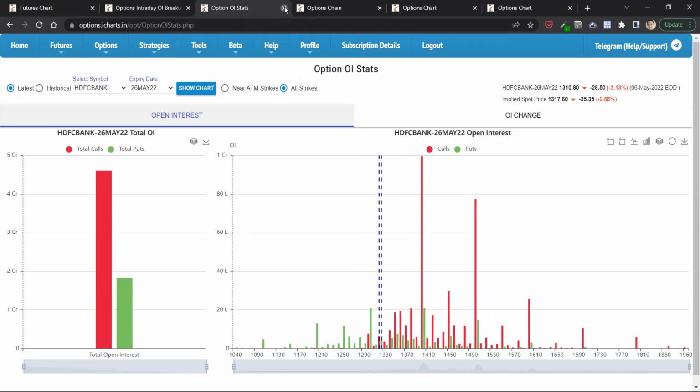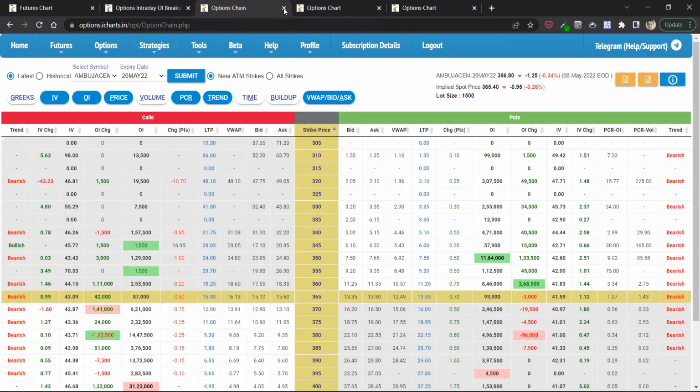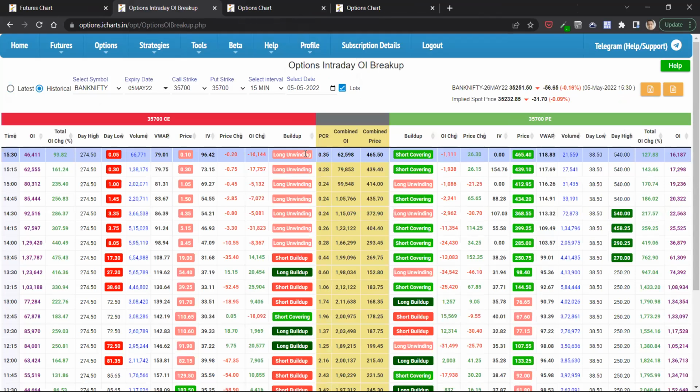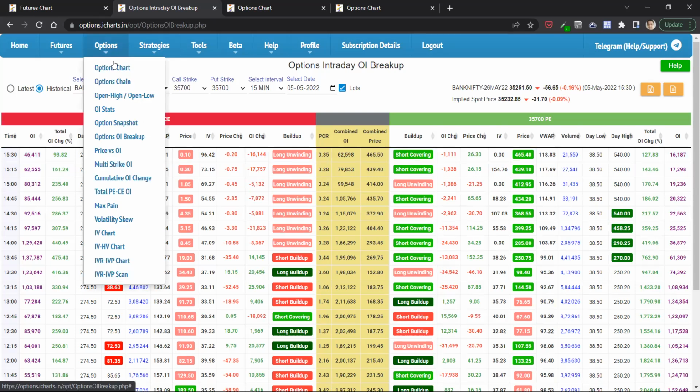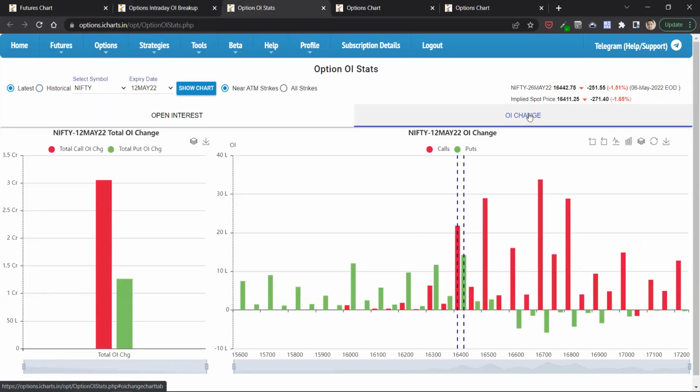Thank you. Okay, Mr. Srikanth. Yeah, I have one request about the OA change. Can you make it in a bar graph representation that is time based, not cumulative based? Time based, like 9:15 OA call side change and put side change.